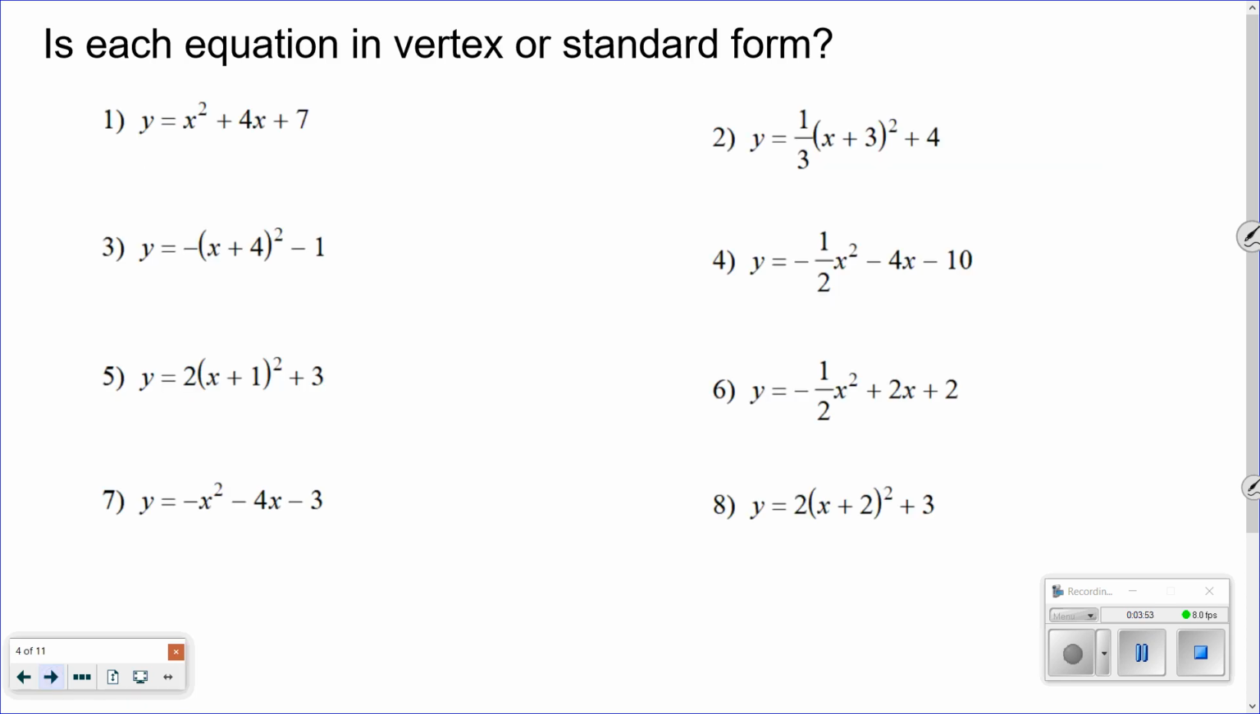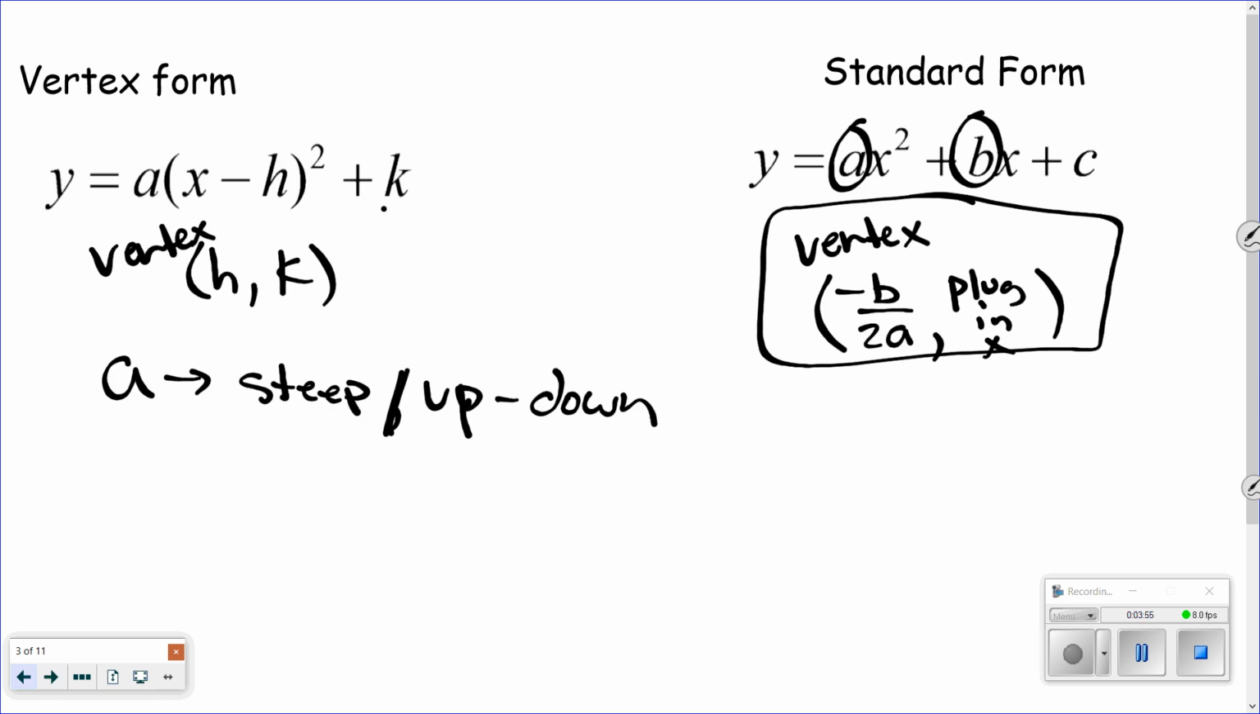Before we do that, though, the very first thing we have to do, if you're given an equation, is decide: is it vertex form or is it standard form? If it's in vertex form, it's going to have x plus or minus something squared. If it's in standard form, it's going to be ax squared plus bx plus c. It's going to look like that. Those could be minuses also.